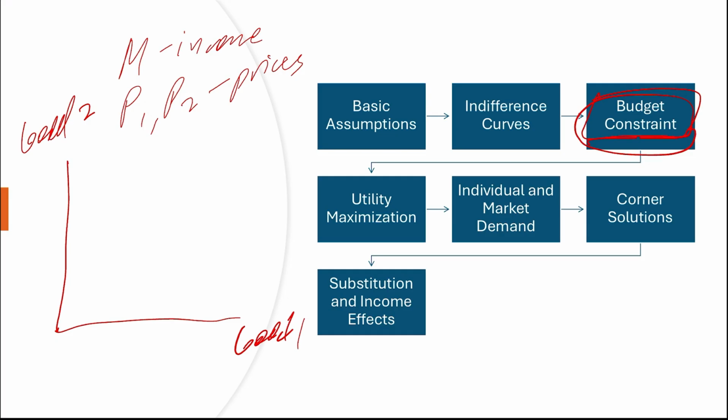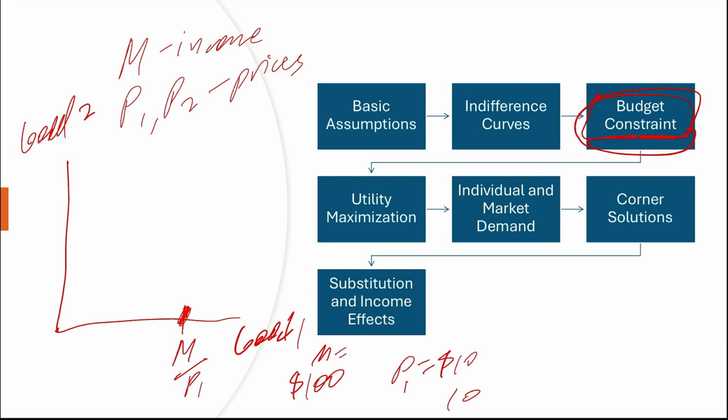And so if we spend all of our money on good 1, how much can we buy? Well, however many dollars we have in total, our income, divided by the price of good 1. So if we had $100 to spend and the price is $10 per unit, if we spend all of our money on good 1, we could afford 10 units, right?